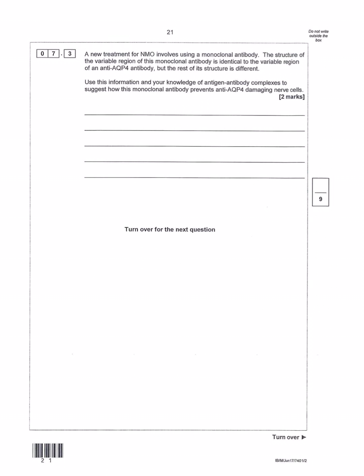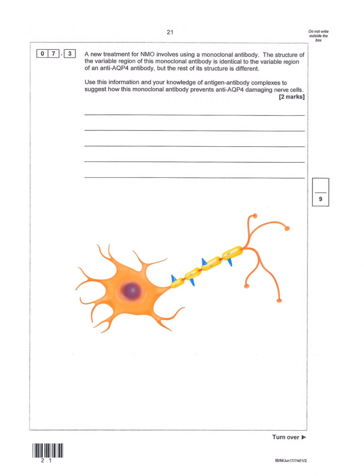For 7.3, we're told that a new treatment for NMO involves using a monoclonal antibody. The structure of the variable region of this monoclonal antibody is identical to the variable region of an anti-AQP4 antibody, but the rest of its structure is different. We're asked to use this information and our knowledge of antigen-antibody complexes to suggest how this monoclonal antibody prevents anti-AQP4 from damaging nerve cells. So here we have our nerve cell with the NMO antigen displayed on their plasma membrane.